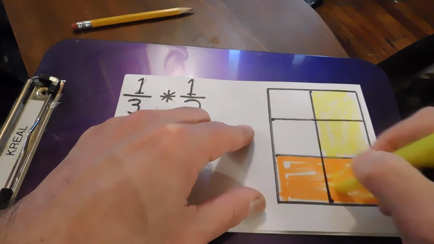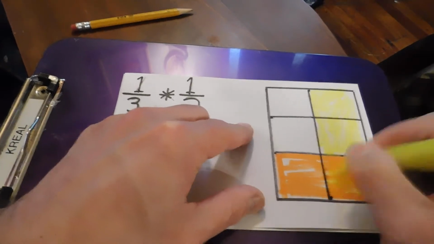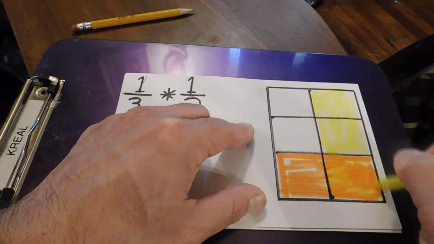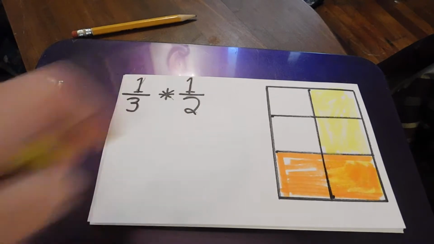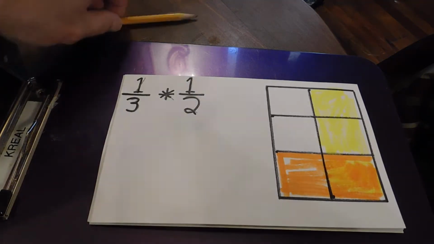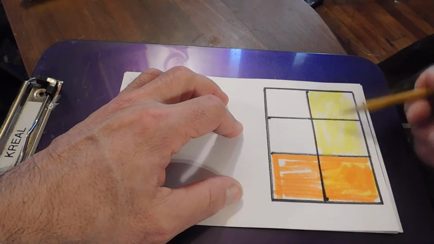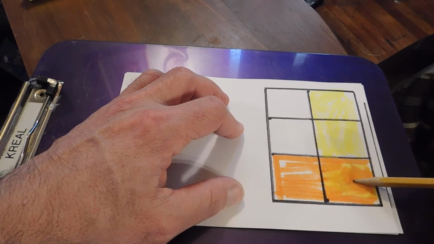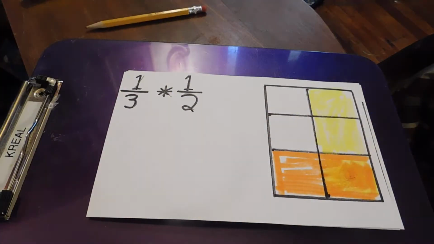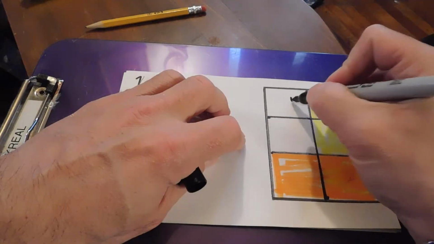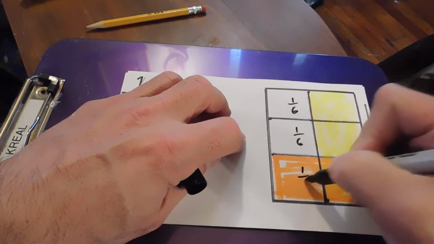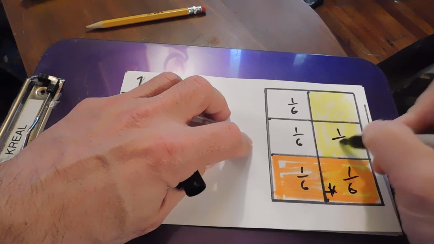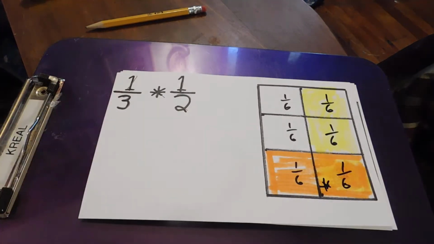Now, what I need to draw your attention to is this section here where it's overlapped. Orange and yellow might not have been the best colors. But the half is this, this, and this. And the third is this and this. So this is 1/6 of the original. Each one of these is 1/6. And this is what we're talking about. I'll put a little asterisk there. Why? Because that is our product.